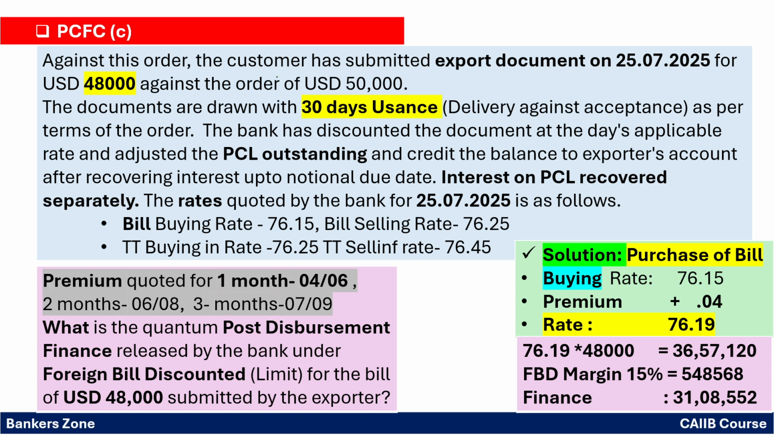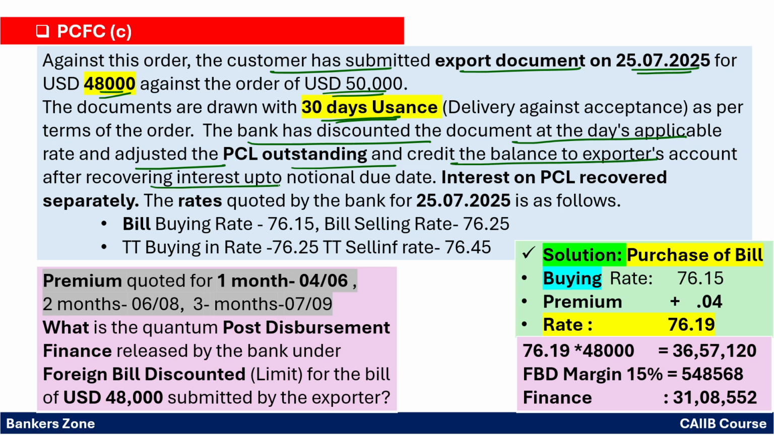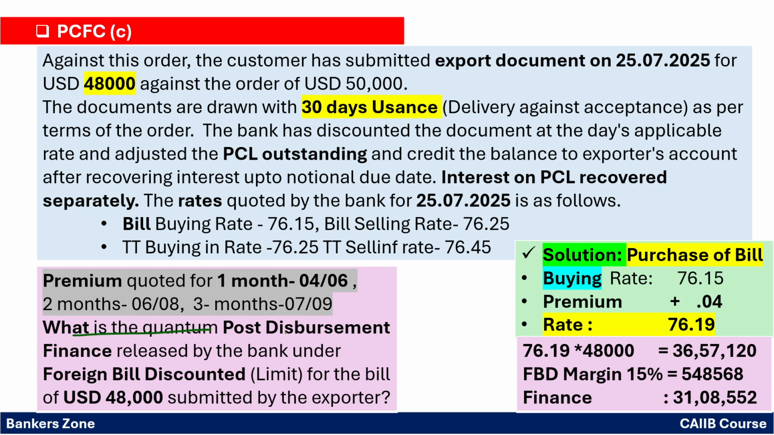Against this order, the customer has submitted the export document on 25th of July again for 48,000 for USD 50,000. The same question. Usance is 30 days. The bank has discounted the document at the days applicable rate and adjusted the PCL outstanding and the credit balance to the exporter's account after receiving the interest up to the notional due date. All up to this is the same. However, the interest on the PCL is recovered separately. They have given the rates again the same. What they are asking in this question is, what is the quantum of post disbursement finance released by the bank under the foreign bill discounted limit.